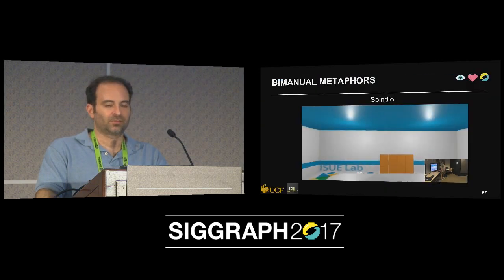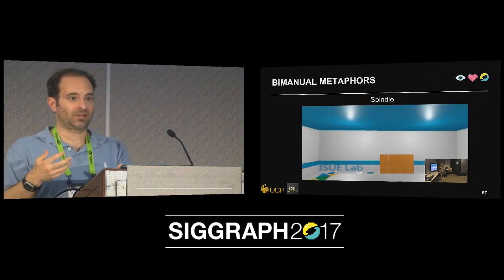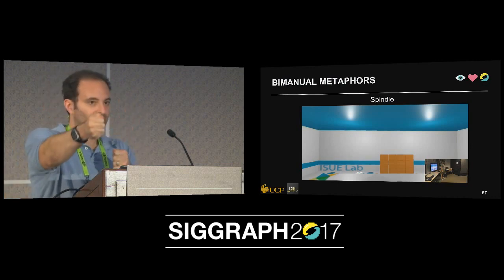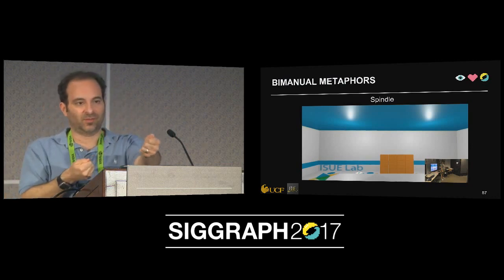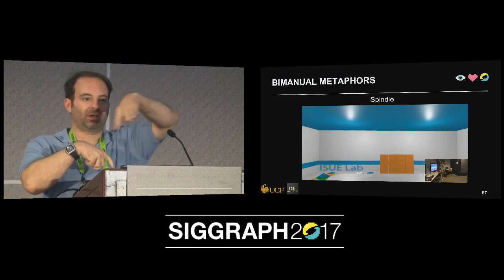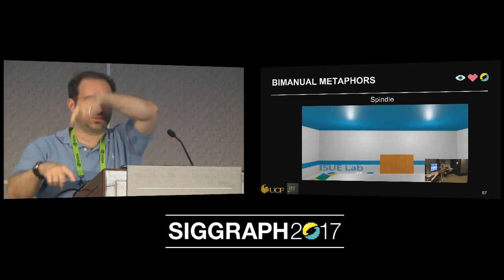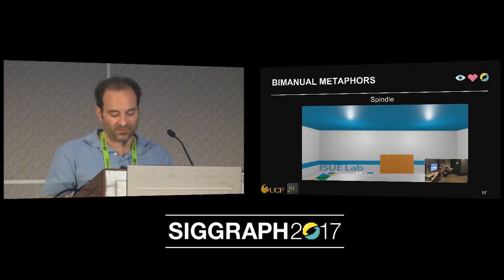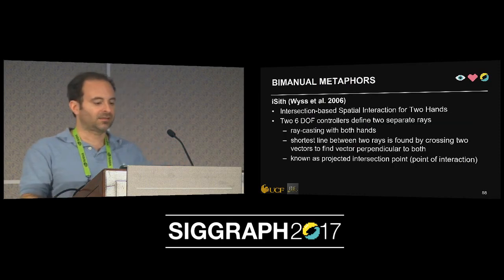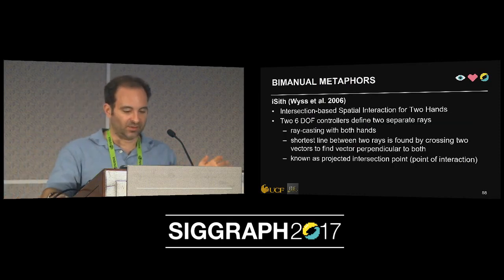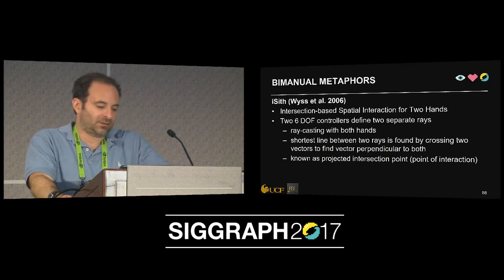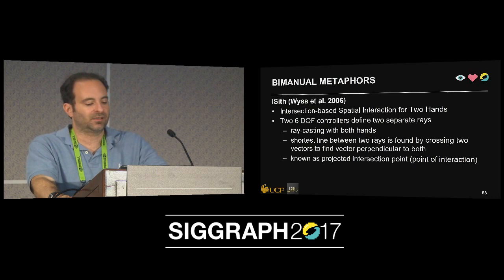This technique also works very well for navigation. I can actually use it to pull myself through the environment. Or if I want to turn myself 180 degrees, I can go like this and go like that, and that will actually rotate myself 180 degrees. Now the ISITH technique is similar in that it's called the intersection-based spatial interaction for two hands technique.